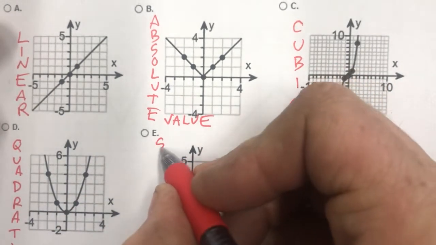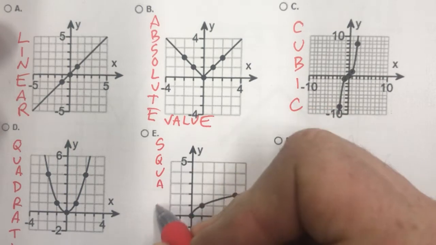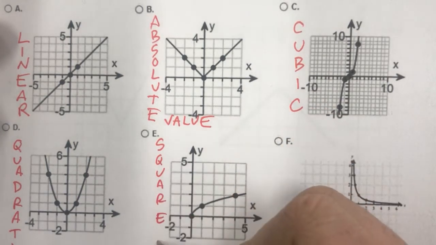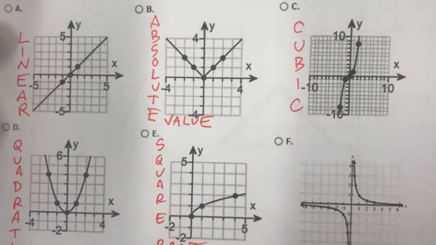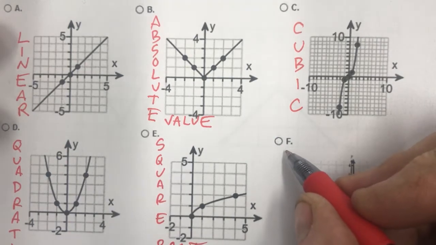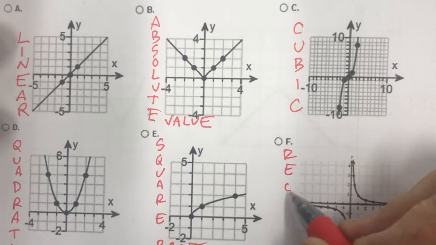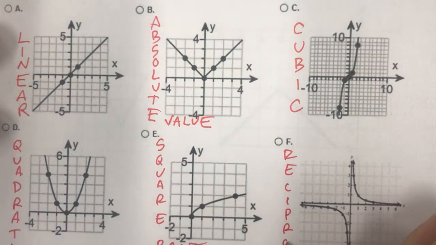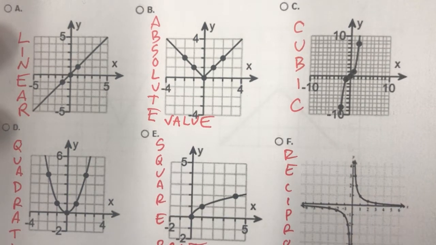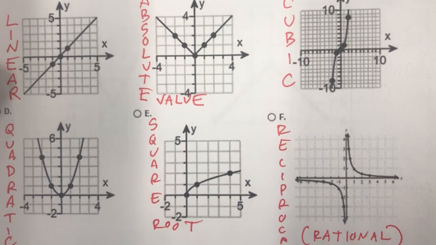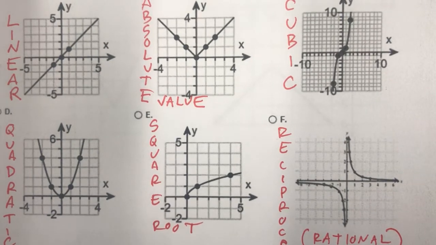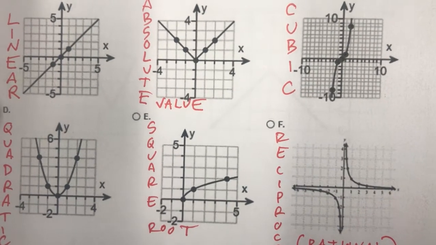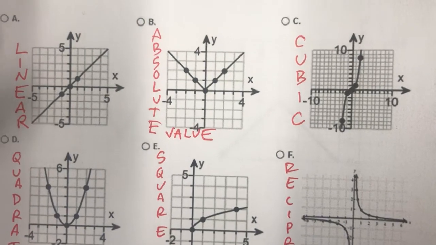This one right here is square root. And then this one right here is reciprocal. Or can also be called rational. Okay, these are the 6 function families that we're going to study.